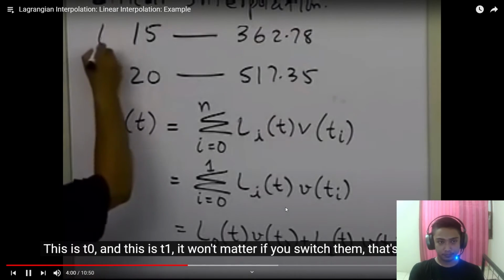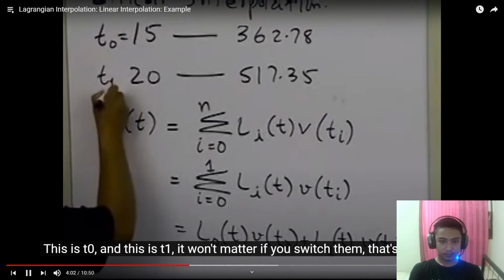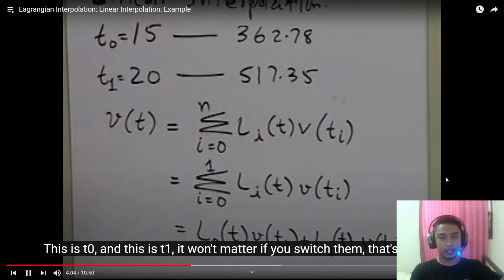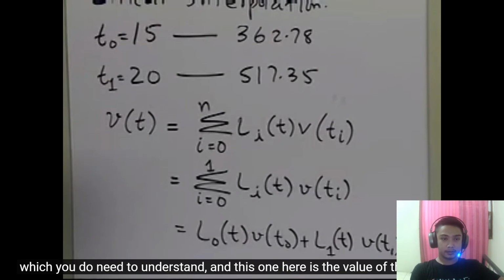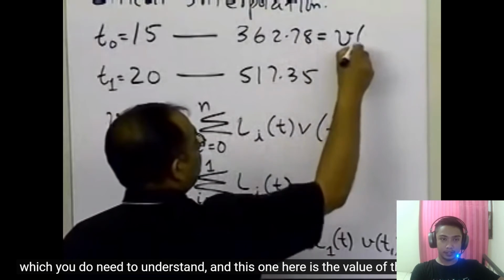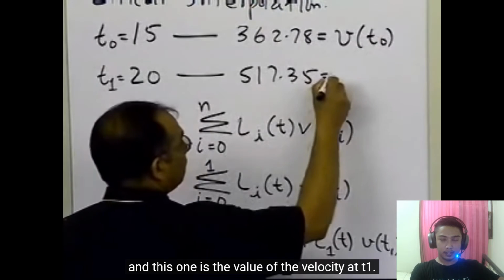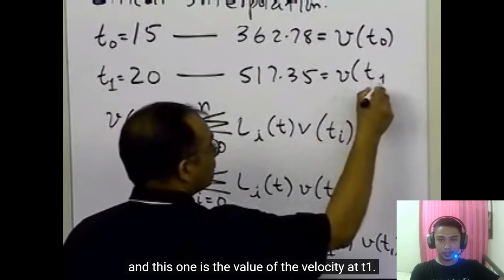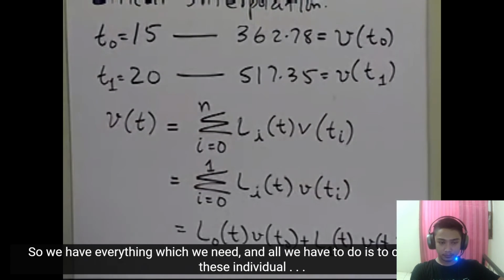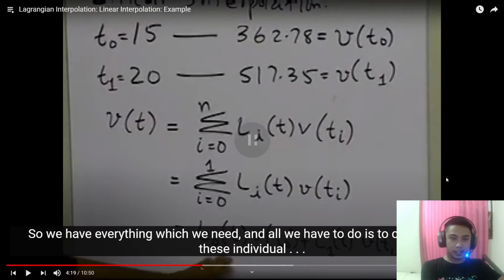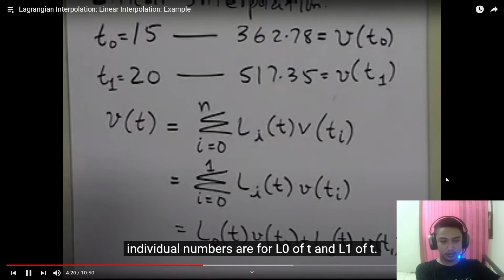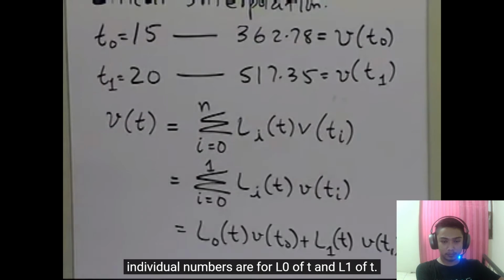T0 and T1, this is T0 and this is T sub 1. It won't matter if you switch it. Untuk mempermudah, itu something which you do need to deklarasikan T0 dan T1. And this one here is the value of the velocity at T0 and this one is the value of the velocity at T1. So we have everything which we need, and all we have to do is to calculate. Sekarang ini udah semua yang dibutuhkan untuk perhitungan sudah ada. Sekarang kita tinggal mengkalkulasikan.